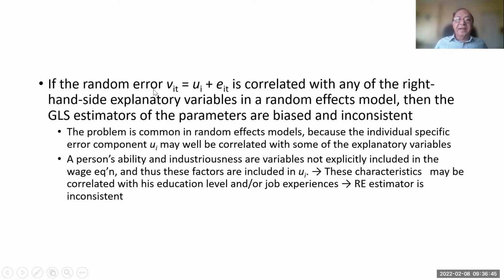If the random error, say v_it equal to u_i plus e_it, is correlated with any of the right-hand explanatory variables in random effect models, then the GLS estimators of the parameters are biased and inconsistent. So if there is any correlation, then there is bias in the system. The problem is common in random effect models because the individual specific error component may well be correlated with some of the explanatory variables. So the error term may be correlated with the explanatory variables.